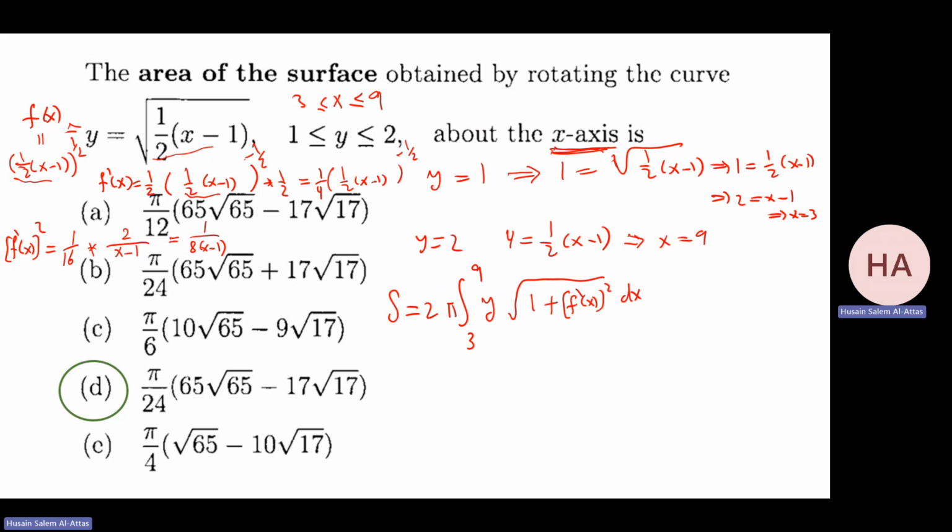What about 1 plus f prime of x square? That will be 1 plus 1 over 8 x minus 1. So that gives me 8x minus 7 over 8x minus 8.